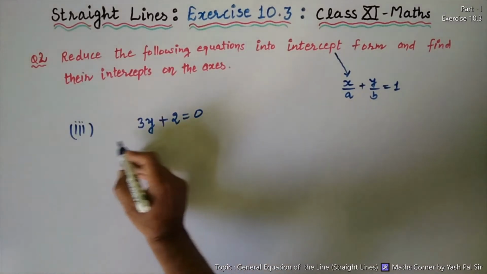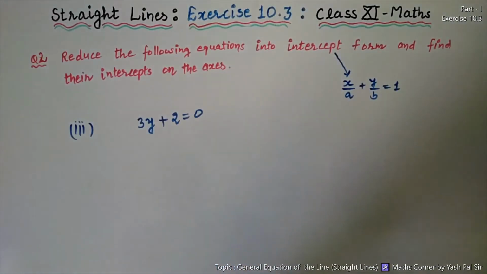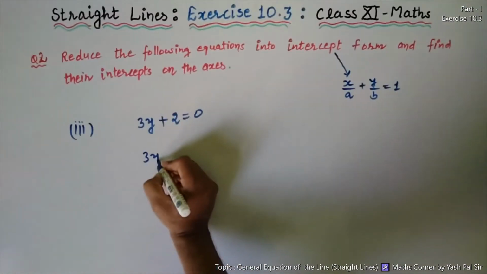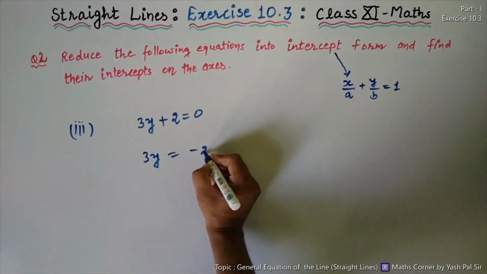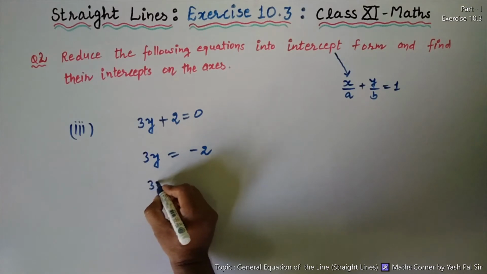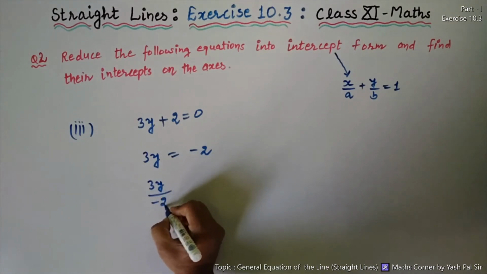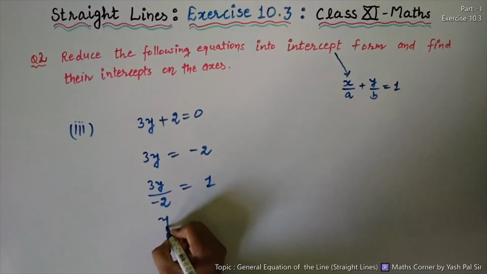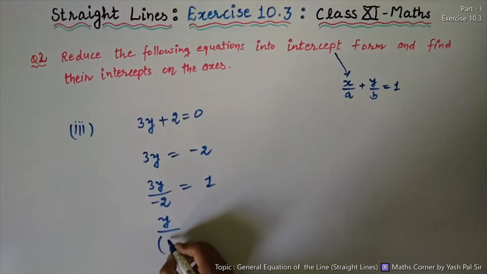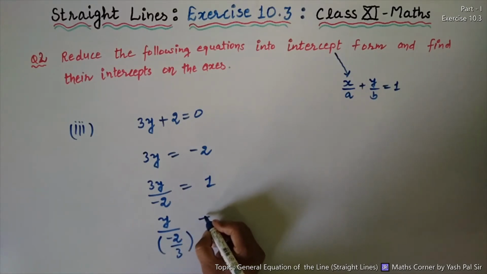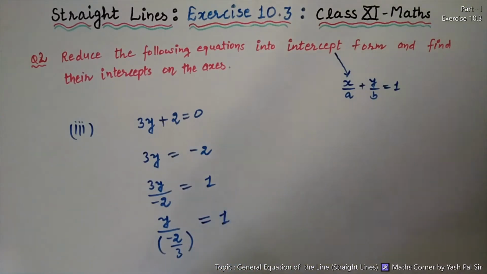Now next part, this is the third part, 3y plus 2 is equal to 0. So first of all, making the right hand side, we have 3y is equal to minus 2. Dividing by minus 2 both sides, we have 3y divided by minus 2 is equal to 1. Now again we can write this as y upon minus 2 upon 3 is equal to 1.